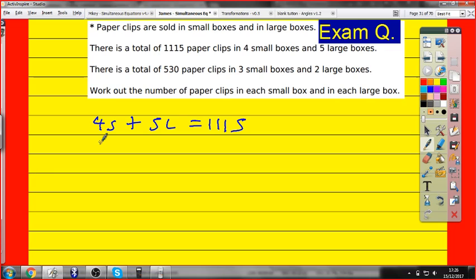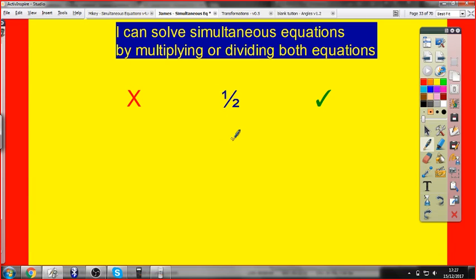So then it's 3s add 2l equals 530. Yeah, and I think we'll just leave it there, because then it's just exactly the same as all the others. The only difficult bit about that was the constructing. Okay, I can solve simultaneous equations by multiplying or dividing both equations, times a half or tick. I'd say tick. Yeah.